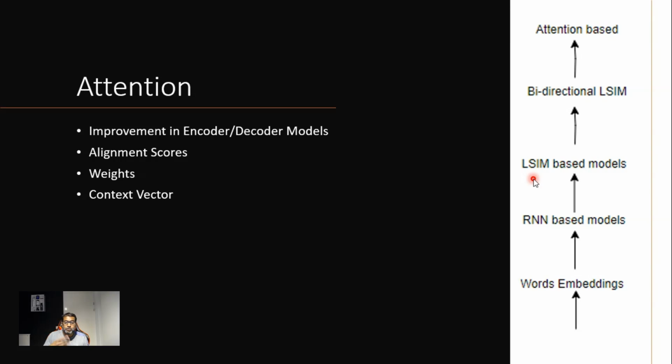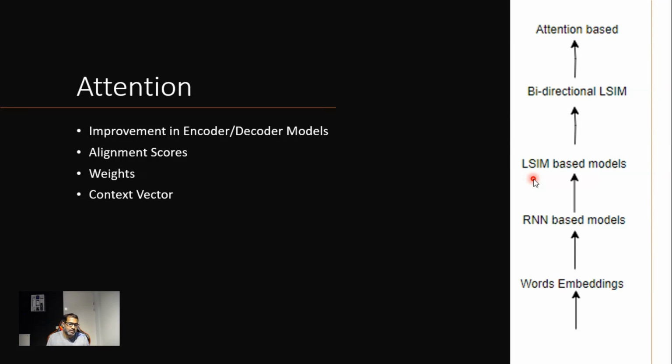Also they do the weighting mechanism. The alignment scores are transformed into weights using a softmax operation. So this weight determines the relevance of each input vector. And the last one is the context vector, which is a sum of all the weighted encoder states. So basically, it has the alignment scores, the weights, and the context vector. The main reason for the attention is the improvement in the encoder-decoder models.